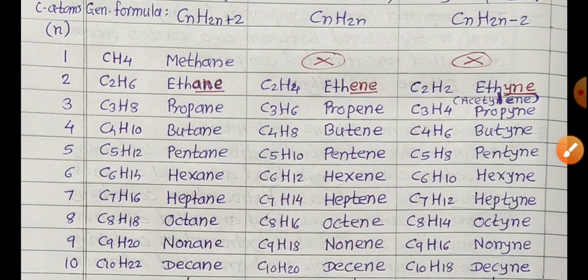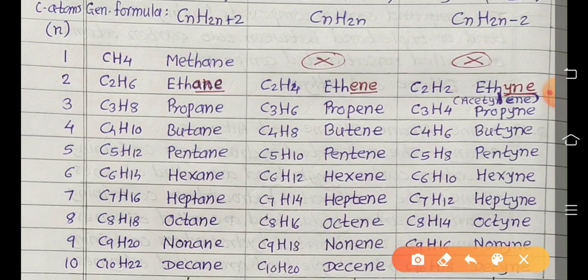Now see here. If only one carbon is present, then the formula is C1H2×1+2, that is 2+2, 4, CH4. In the alkane series, the first hydrocarbon formed is methane. If we substitute the number of carbon atoms, the value of n is 2, then we get C2H2×n, n value is 2, 2 times 2 is 4, 4+2 is 6, C2H6, that is ethane.